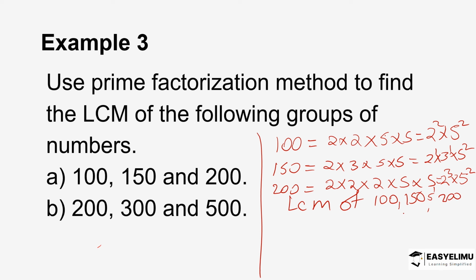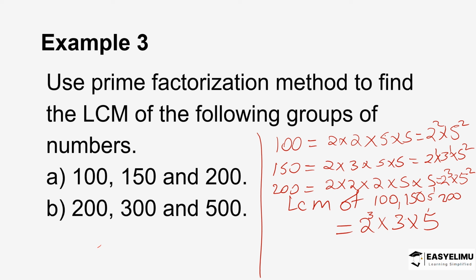150, and 200 is going to be, so you pick the prime factors here. We have 2, 2, and then we have 3, and then we have 5. So for LCM, you pick all the prime factors, all the numbers that you can see. So we have 2, there is 3 here, there is 5. And then you pick the highest power of each. So we have 5 power 2, 2 power 2, 2 power 1, and 2 power 3. So 2 power 3 is the highest.